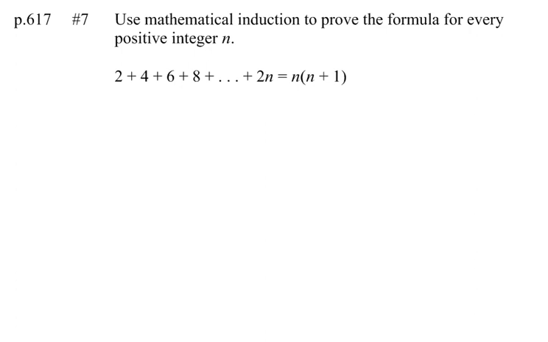Page 617, number 7. Use mathematical induction to prove the formula for every positive integer n. We're given the formula 2 plus 4 plus 6 plus 8 plus dot dot dot plus 2n equals n times n plus 1. So if we want to add the first 10 terms, let's say, we know the answer is going to be 10 times 10 plus 1. But we want to prove this formula using induction.